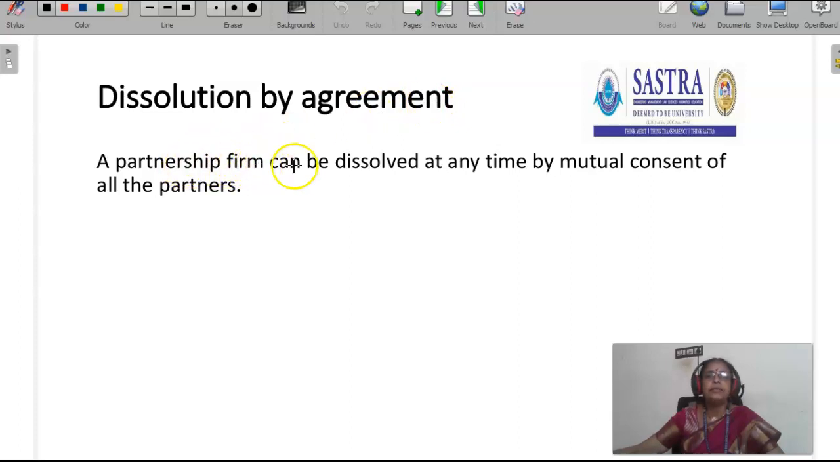A partnership firm can be dissolved at any time by mutual consent of all the partners. So if the partnership firm gets the mutual consent of all the partners to dissolve the business, they will dissolve the business. If they give their consent, naturally the partnership firm comes to an end. The business comes to an end. That is the first mode. The firm is dissolved by the mutual consent of all the partners.